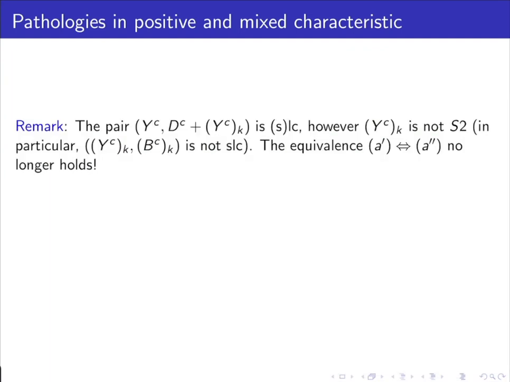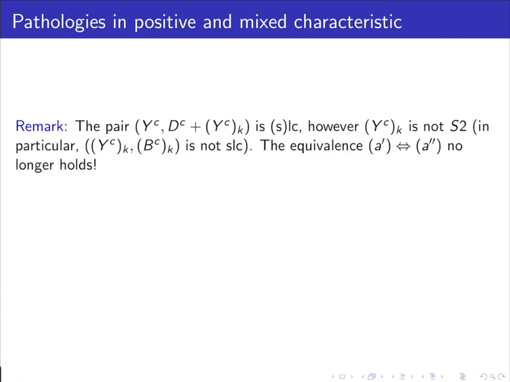So this is something new, right? Because if you remember from the definition of stable families, this pair being SLC was equivalent to the fibers being SLC. This is A' if and only if A''. This is no longer true now. This pair is SLC, actually even LC, but the central fiber, not being S2, is not even SLC.